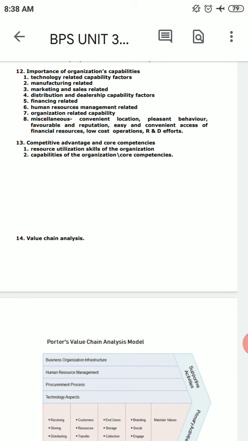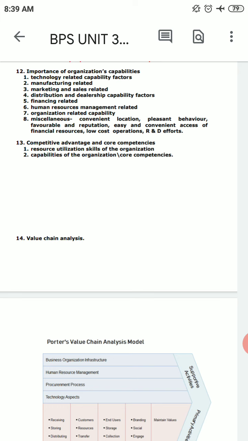We are dealing with business policy and strategy, unit number 3, and we are on the point of competitive advantage and core competencies. In this session we'll be learning about these important terms. Let us try to understand them in depth. Mind my words and then try to relate it with the textual portion.